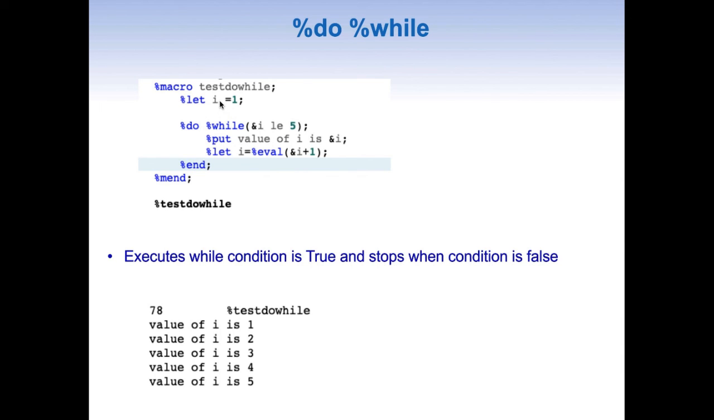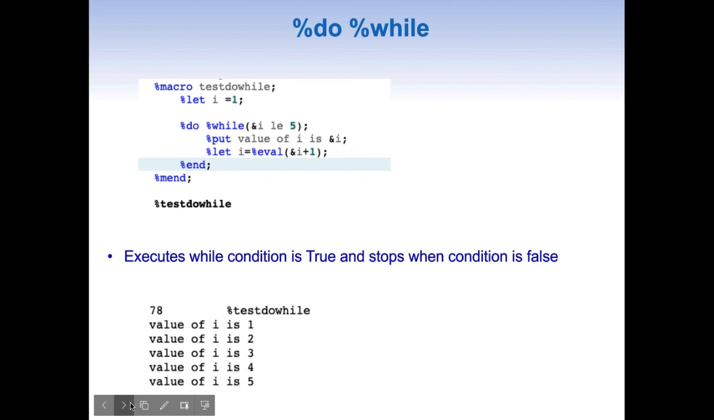And again, %do %while, what it does is before going into the loop itself, it checks the value on the top. What does that mean? Here I have %let i = 1. Before going into the loop, it checks the value in here, then only it goes into the loop.